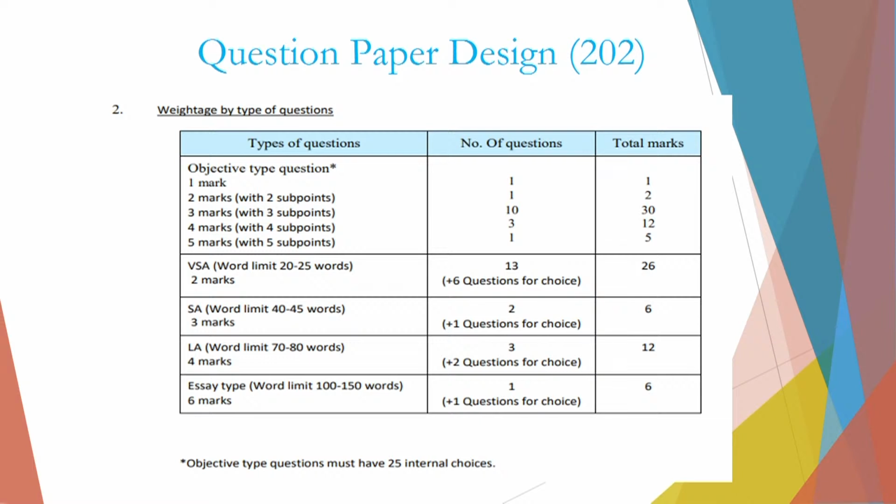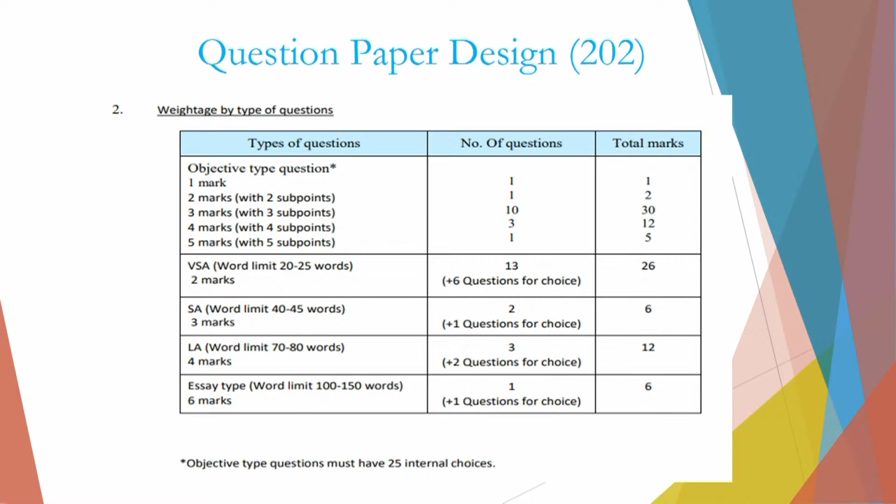Now in the objective type of questions, there will be 1 mark questions, 2 mark questions with 2 subpoints, 3 mark questions with 3 subpoints, 4 mark questions with 4 subpoints, and 5 mark questions with 5 subpoints, right? That means each and every question would carry only 1 mark, and in that way you have to attempt 50 questions. Also notice that objective type questions must have 25 internal choices. So out of these 50 questions, 25 questions have internal choices, and you can attempt any one of them. So that's the objective type of questions.